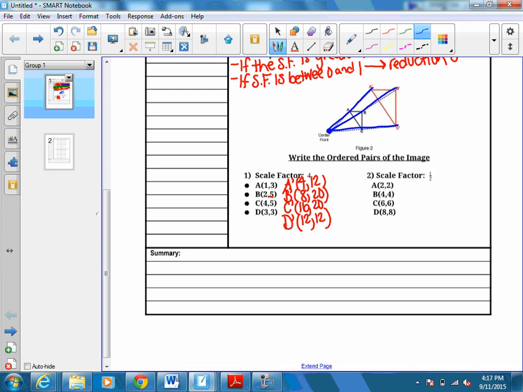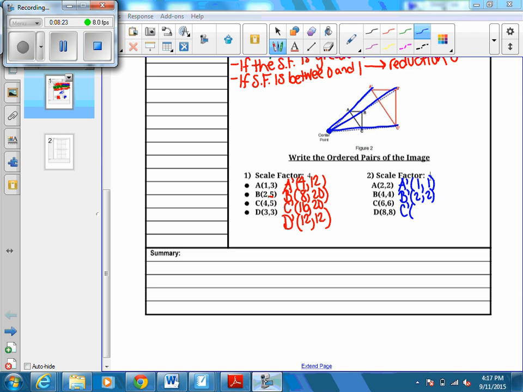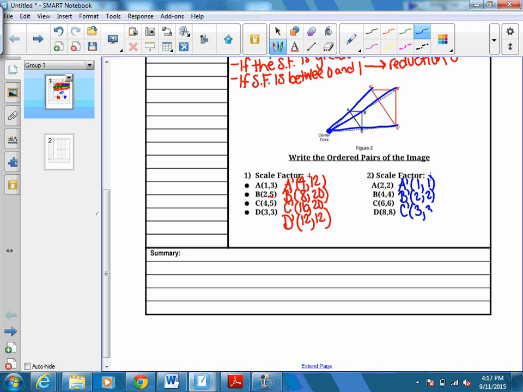All right, so if I want to do A prime, 2 times 1/2 is the same thing as saying 2 divided by 2, so that's 1. All right. If I look at B prime, 1/2 of 4 is 2, so I have 2 comma 2. For C prime, C prime is going to be 3 comma 3, and D prime is going to be 4 comma 4.